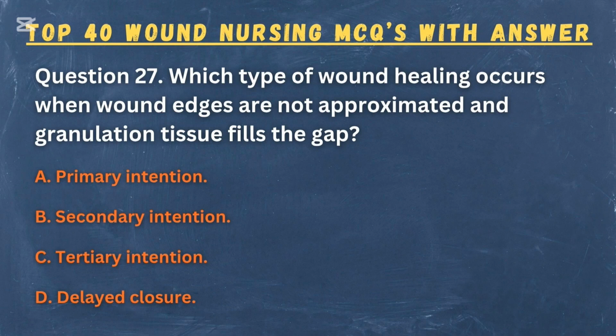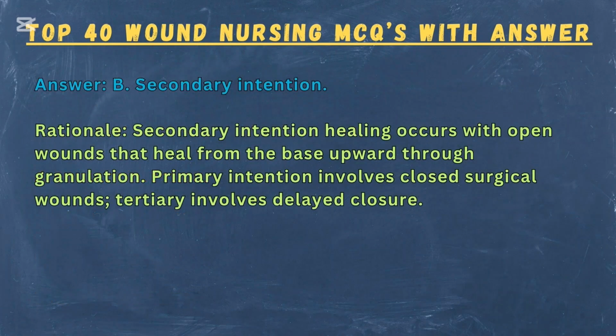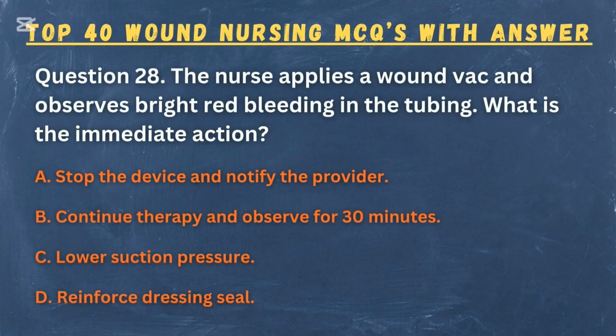Question 27. Which type of wound healing occurs when wound edges are not approximated and granulation tissue fills the gap? A. Primary intention. B. Secondary intention. C. Tertiary intention. D. Delayed closure. Answer: B. Secondary intention. Rationale: secondary intention healing occurs with open wounds that heal from the base upward through granulation. Primary intention involves closed surgical wounds. Tertiary involves delayed closure.